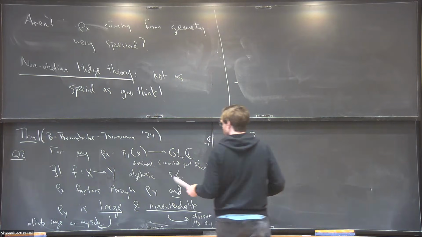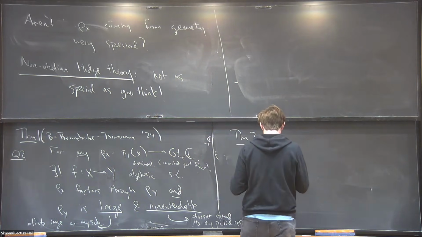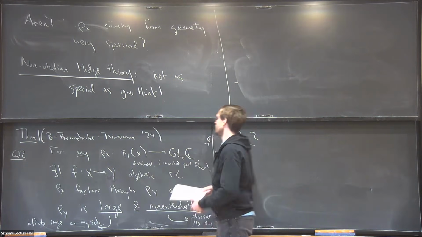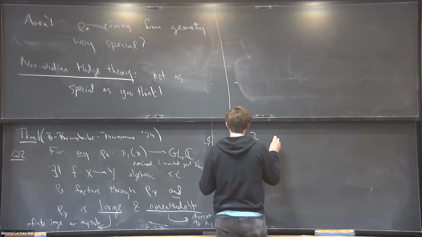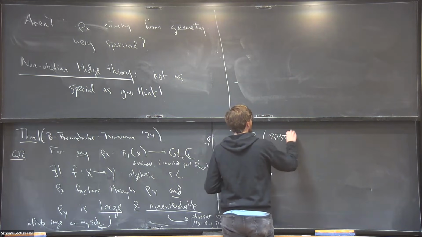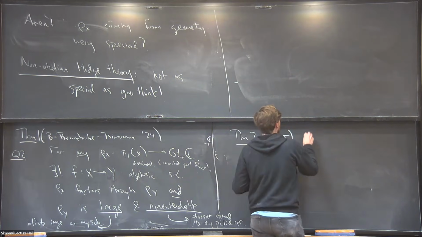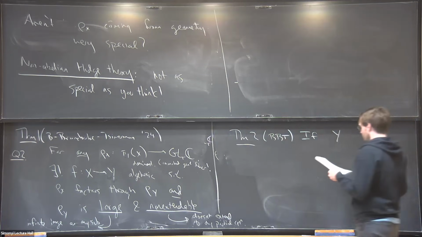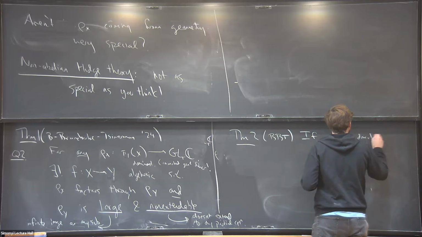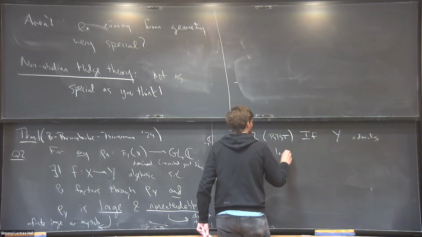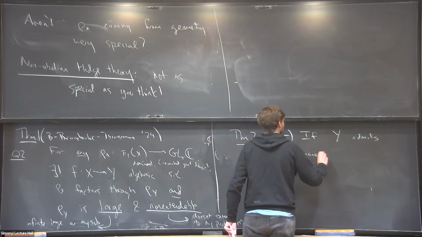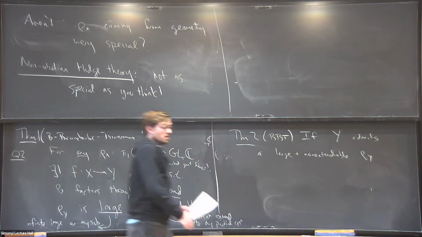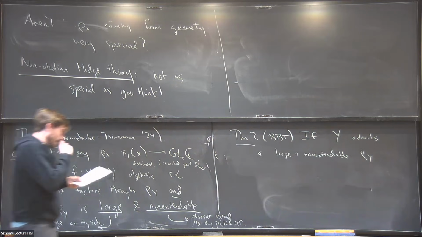Theorem 2 is about holomorphic functions on the universal cover. This theorem says that any local system comes from one on which it's large and non-extendable. So let me state theorem 2 in this way. This is also with the same authors in the same paper. If some normal algebraic variety Y admits a large and non-extendable representation, rho Y, then its universal cover is Stein.